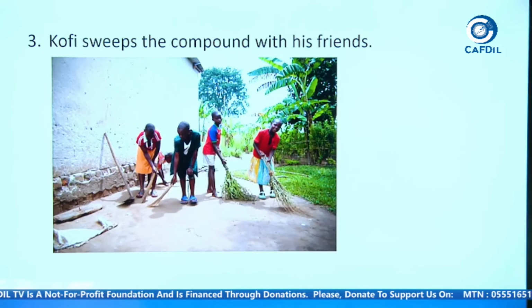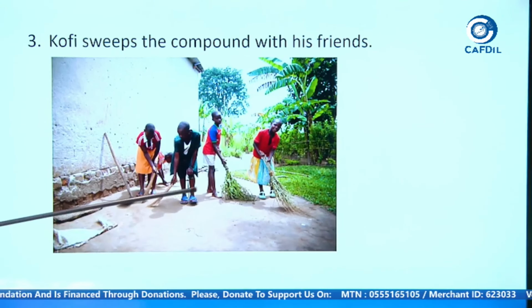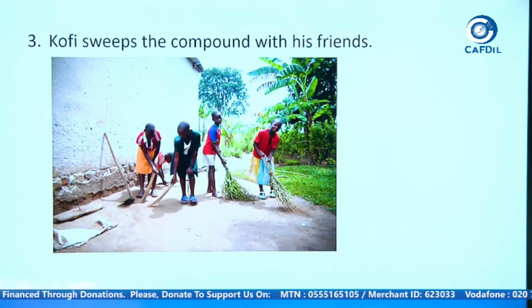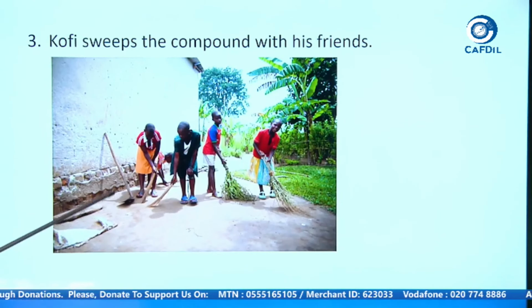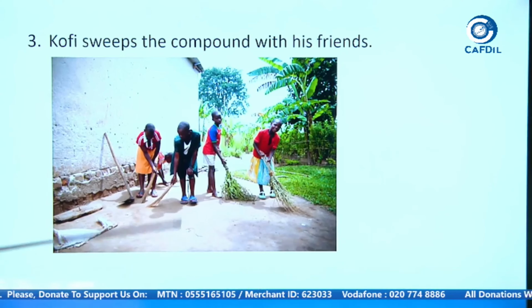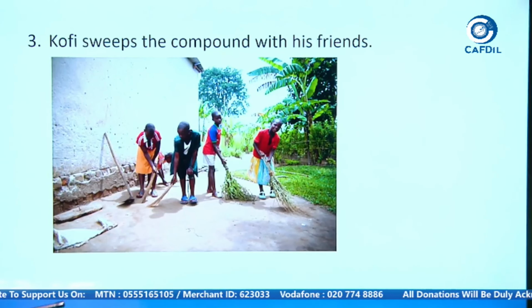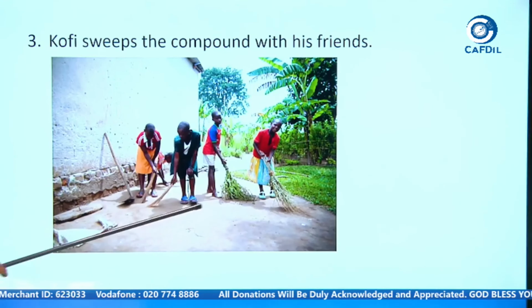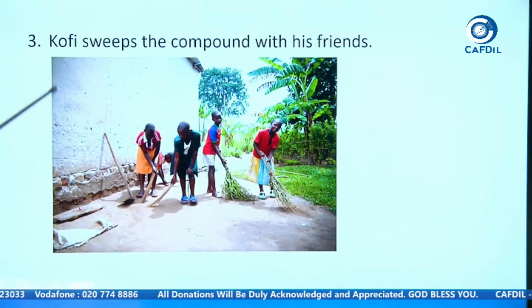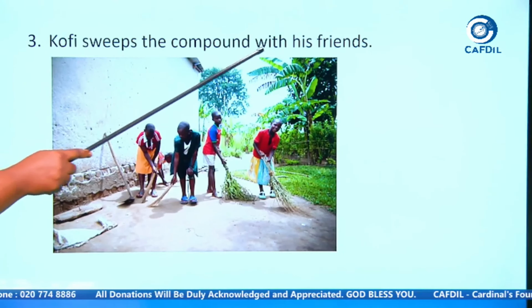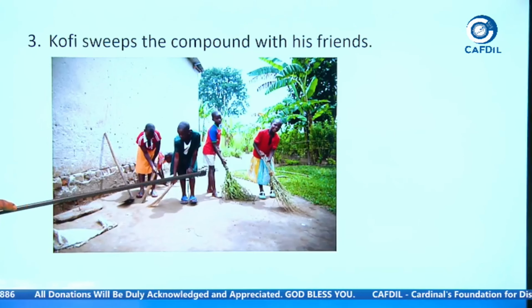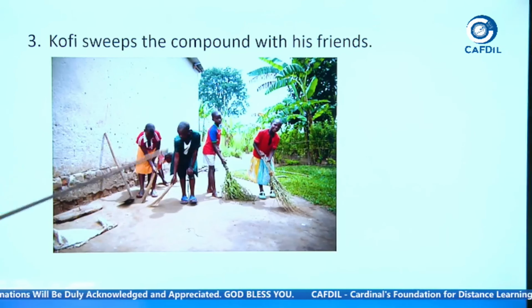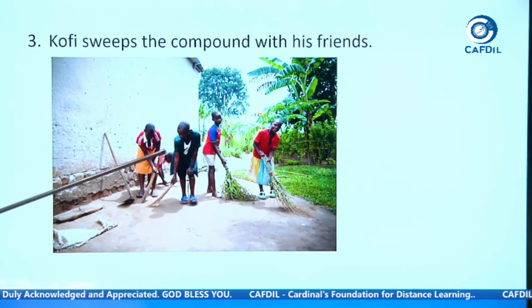Okay, so we can see some children here, but we want to talk about what the boy is doing. The boy is called Kofi. Where do you see them? They are on a compound. So we want to form a sentence using Kofi to talk about what is in the picture. Kofi sweeps the compound with his friends. So this is Kofi sweeping the compound with his friends.